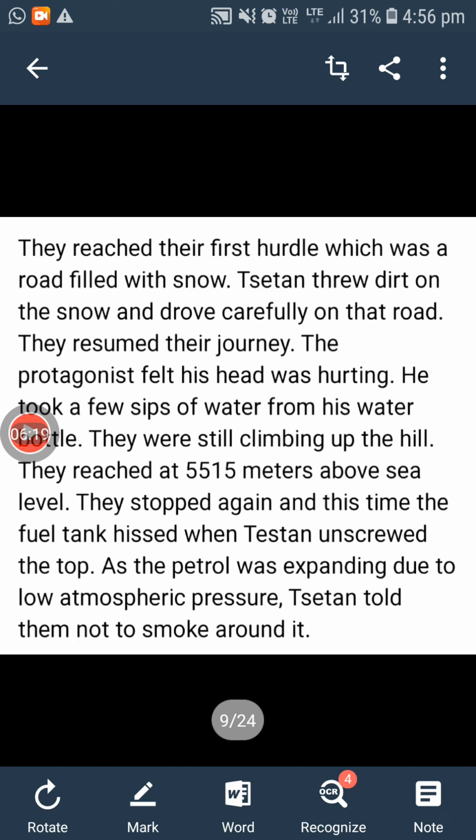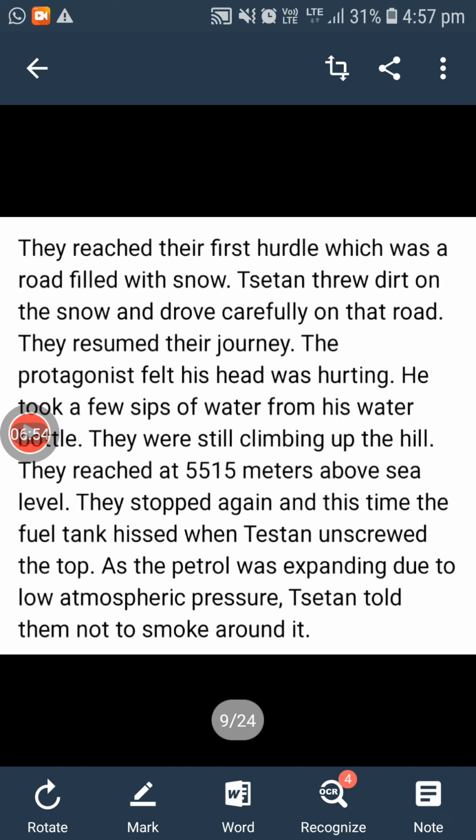Then they reached their first hurdle, which was a road filled with snow. Tsetan threw dirt on the snow and drove carefully on that road. They resumed their journey. The protagonist felt his head was hurting. He took a few sips of water from his water bottle, and they were still climbing up the hill. They reached 5515 meters above sea level.